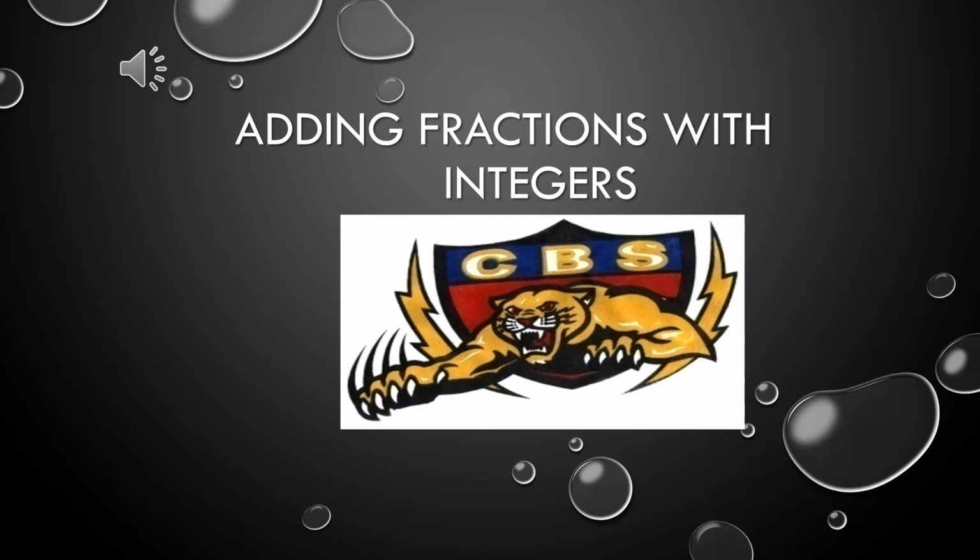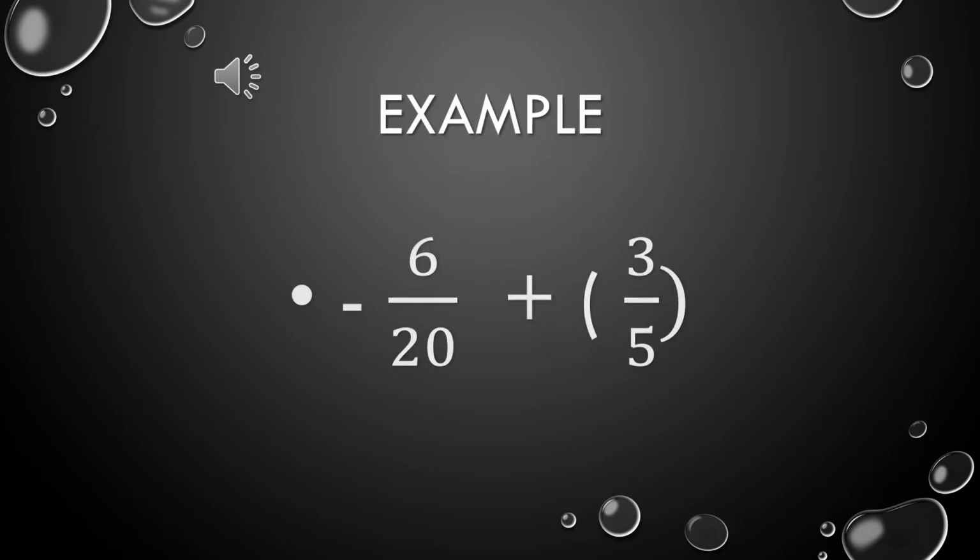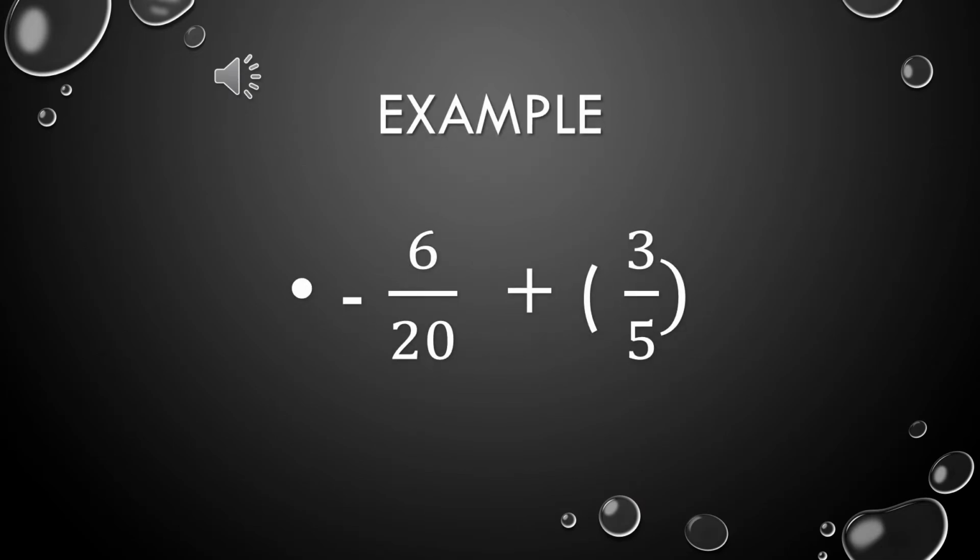In order to understand it, you need to follow the set of steps given in the following slides. We're gonna start with adding fractions with integers. What better way of going over the rules with an example? The problem that we have there is negative 6/20 plus 3/5.